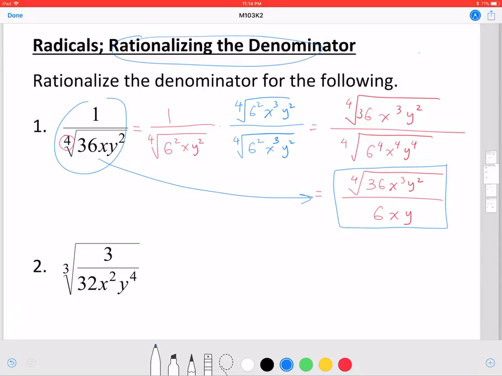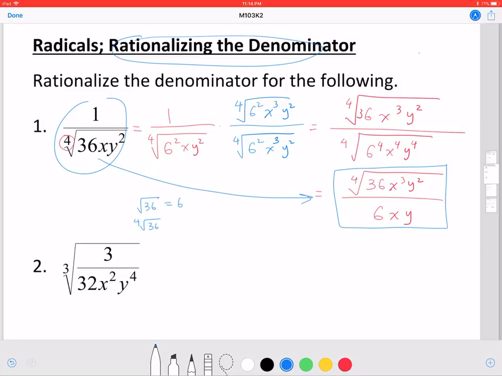Before I move on to number 2, I know you see 36 in the radical, and you may say, doesn't that become 6? No, because here we are not dealing with square root, we are dealing with fourth root. The fourth root of 36 is just the fourth root of 36. There's nothing you can do. If it was the square root of 36, that would have become 6. But the fourth root of 36, that's it. There's nothing more you can do with that.